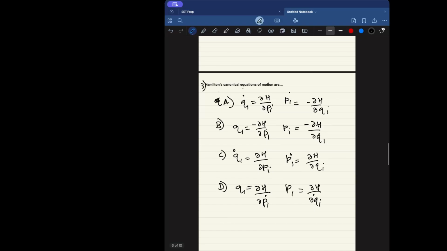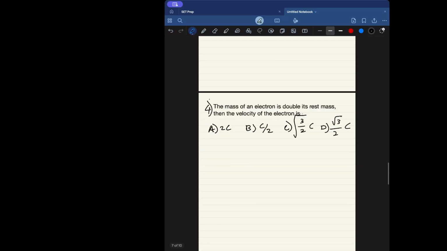Next, Hamiltonian's canonical equations of motion are. This is a direct question. Hamiltonian's equations of motion are qi dot equal to dou H by dou pi and pi dot equal to minus dou H by dou qi. So this one is the correct one. Others are wrong.